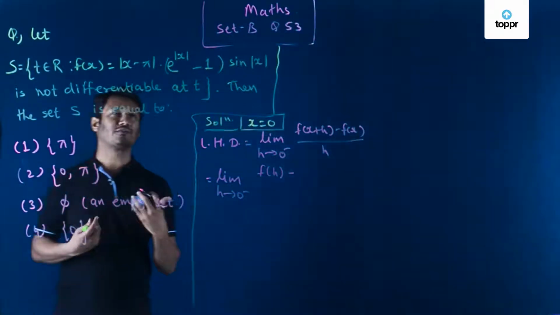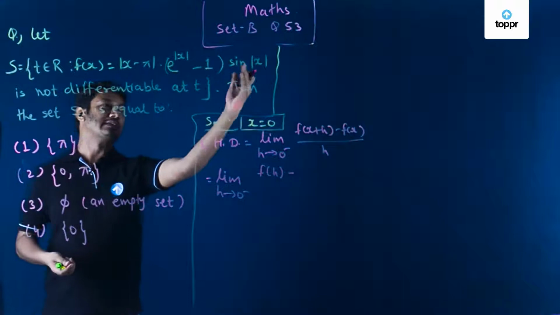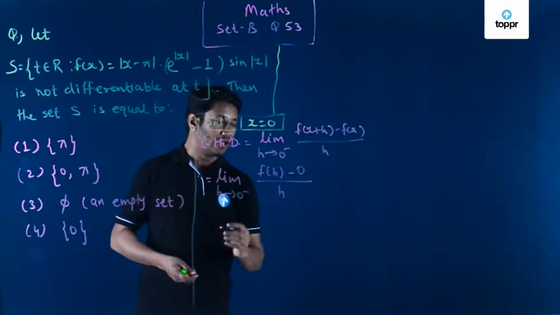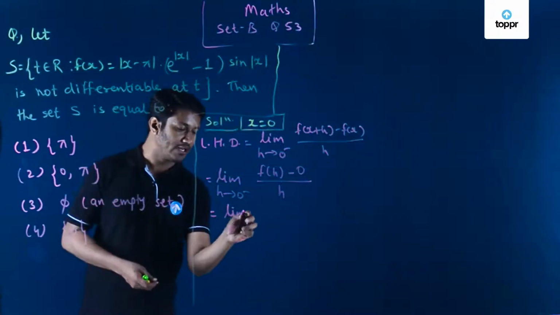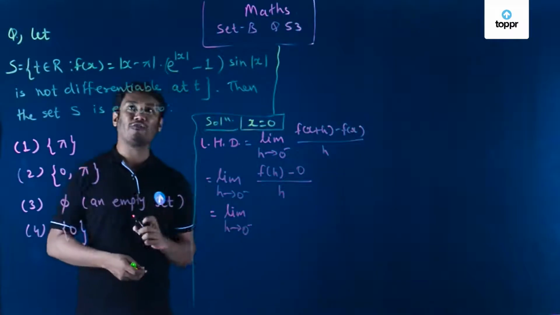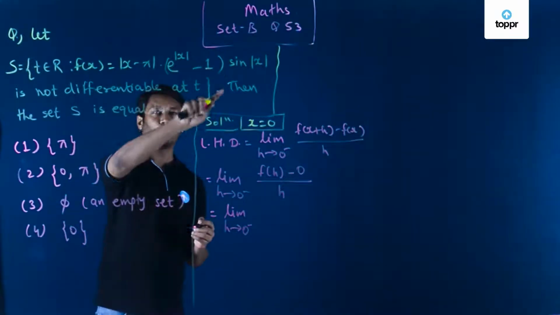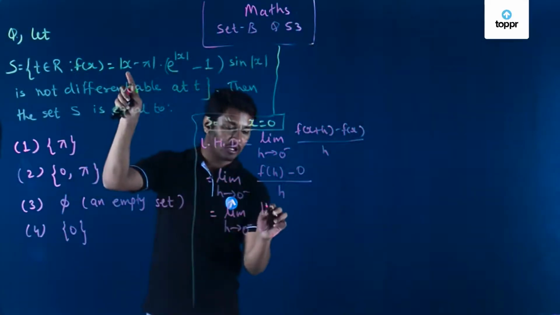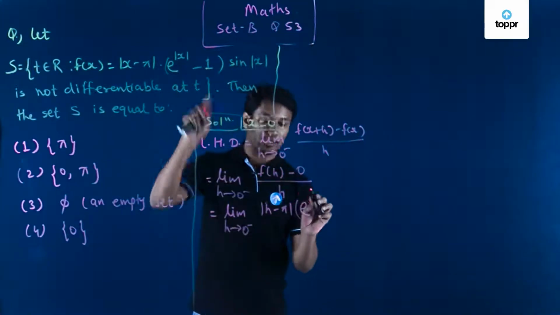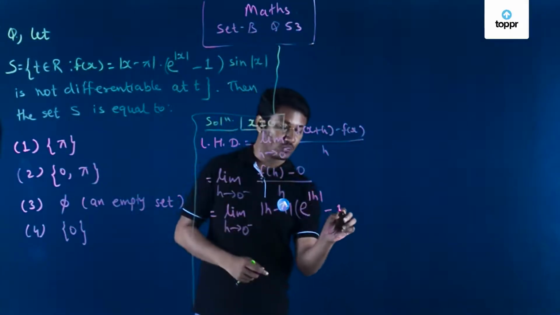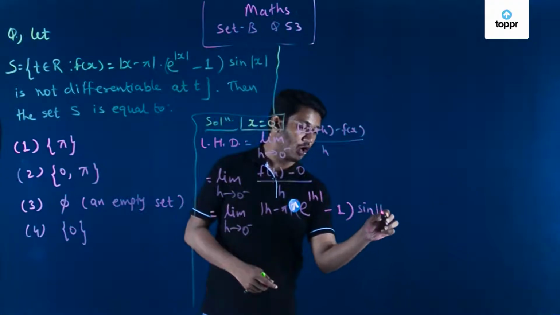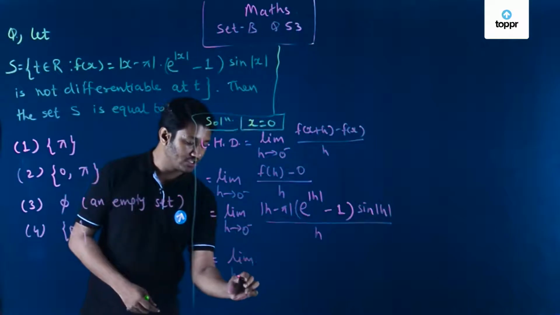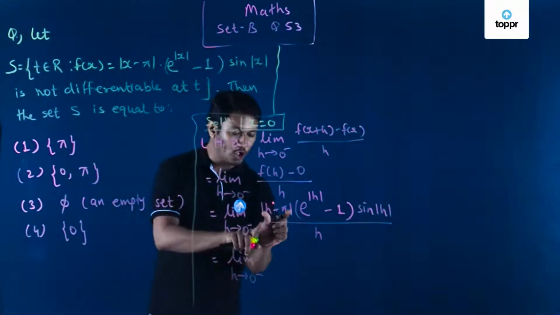Now what is f of 0? If I put x equal to 0 in the function, sine of 0 will become 0. So f of 0 is simply 0, upon h. Now let us see what exactly this is equal to. Limit h tends to 0 minus of f of h will be nothing but this whole function in which x is replaced by h. This will become mod h minus pi, mod h minus 1, into sine of mod h, divided by h.